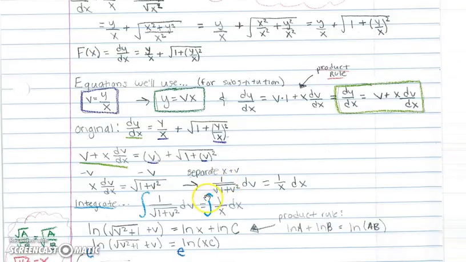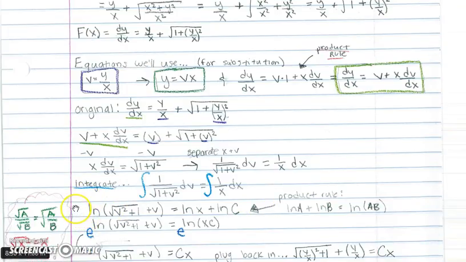So now you want to separate v and x here. So you have 1 over the square root of 1 plus v squared dv equals 1 over x dx. So now comes the fun part. We get to integrate it. It's in light blue here because I really like light blue when I integrate because it makes it more fun. So over here I have these little relationships again. We'll get to that in a minute.